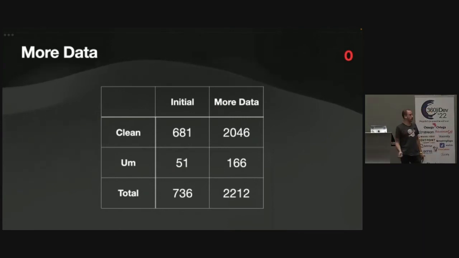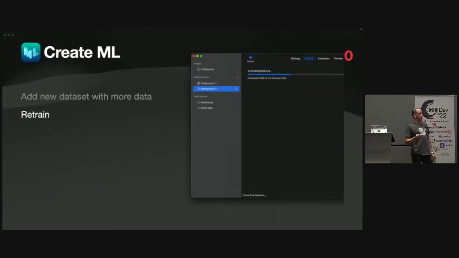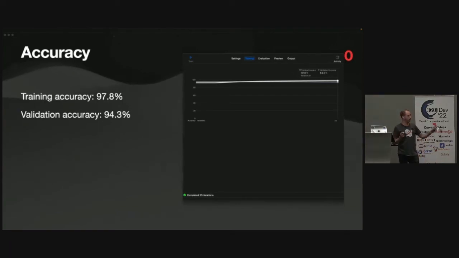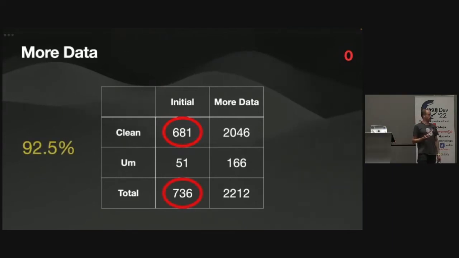But we're going to just train another model with this. So we add the data set with more data. We retrain, go through the entire process. Our training accuracy went down a little bit, which means it's not memorizing all our training data, which is good. Our validation accuracy went up a little bit, which is also good. Remember this number of 94.3. The last time it was 91.1. If we go back to this slide here, you might notice if you take the number of clean and divide it by the total, it's 92.5%.